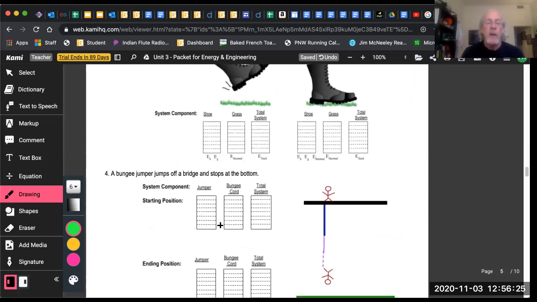Next time we're going to go through bungee jumping. So be back here for bungee jumping.